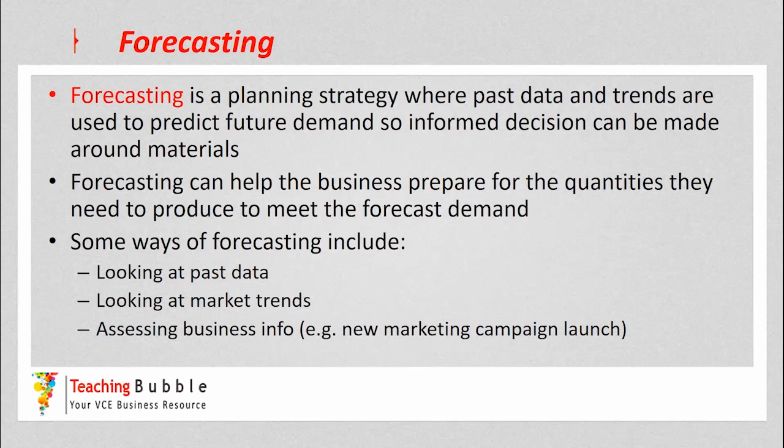So it gives them a really good indication on what they need to order and the materials they need to have. So the operations manager may be able to look at past data. For example, they can look at how much they produced during the Christmas period last year and begin preparing for that increased demand by ordering their materials to arrive on time. They can look at market trends to determine if there will be an increase or decrease in demand for particular products, or they could look internally at business information.